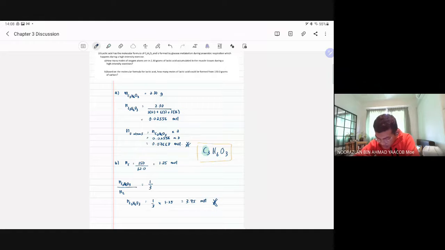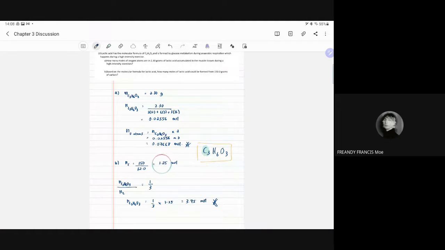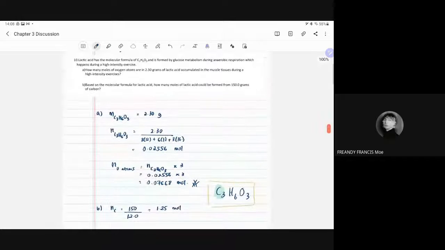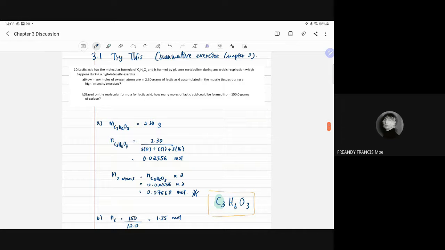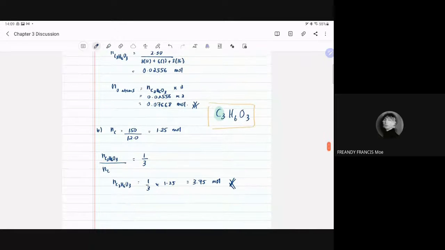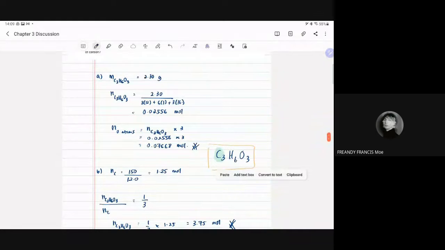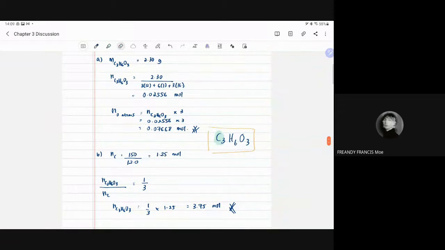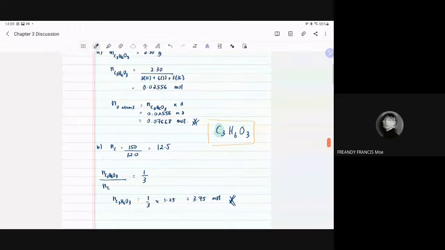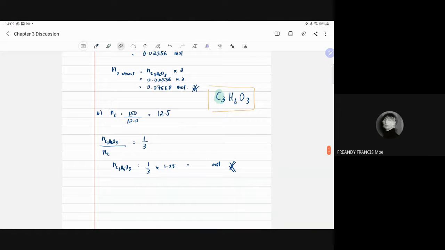Bukan 12.5 mol. Bukan. 150. Let me check. Just in case if I make a error here somewhere. 2.3 bahagi 3, 12, 6, 3, 11. Okay, this is fine. 150 karbon. Oh, saya silap yang ni. Sorry. Betul. Thank you. Saya silap dekat atas ni. So, this is 12.5. Bukan 1.25. So, jawapan saya silap lah dekat sini.